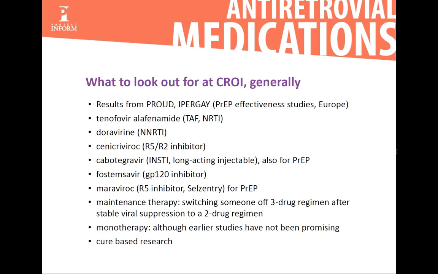We'll also look at maintenance therapy, so switching people off an established 3-drug regimen after stable virus suppression for a certain period of time. That could vary. It could be 6 months, a year, 2 years of virus suppression, and switching them to a 2-drug regimen. That would help with one less compound in the body, but also help reduce costs over time. So look for maintenance therapy or switch studies at CROI.